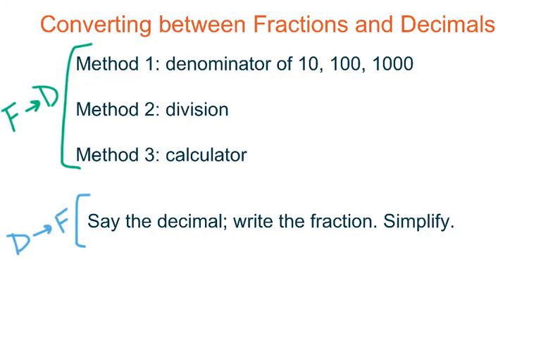So just to review, converting between fractions and decimals, if you're going from a fraction to a decimal, you have 3 methods you can use. If you're going from a decimal to a fraction, you're basically going to say the decimal and then write the fraction and simplify if possible. Make sure that you're always simplifying if you can to get the final answer for any problem.